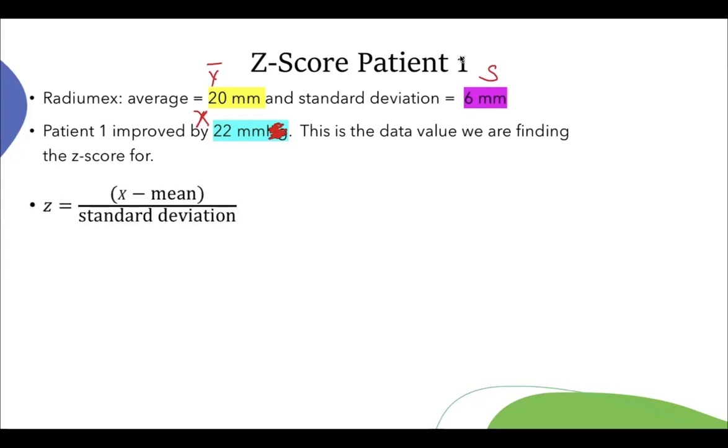So we have x minus the mean divided by the standard deviation. Let's take 22, our x value, minus the mean 20, and divide by a standard deviation of 6. So when we do this, we're going to get 0.333 repeating, and we have to round to 2 decimal places, so we're going to round that to 0.33. The z-score for patient 1 is 0.33.